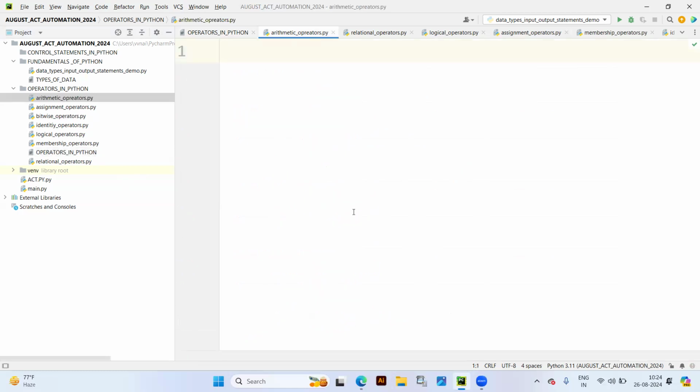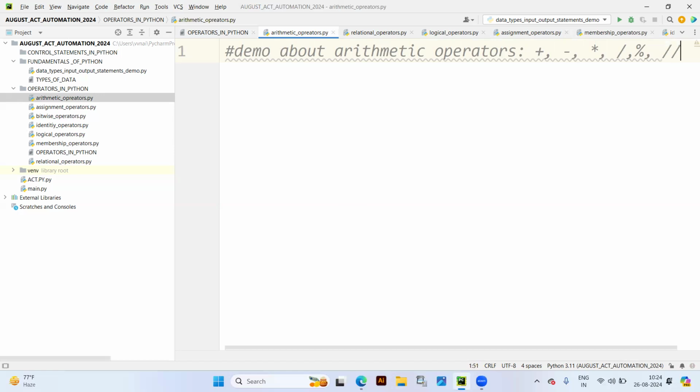Arithmetic operators. Clear? So I showed already, let's demo the arithmetic operators. What are they? Addition, subtraction, multiplication, division, modulus, floor division, and the exponential operator. These are the operators we learn as part of the operators.